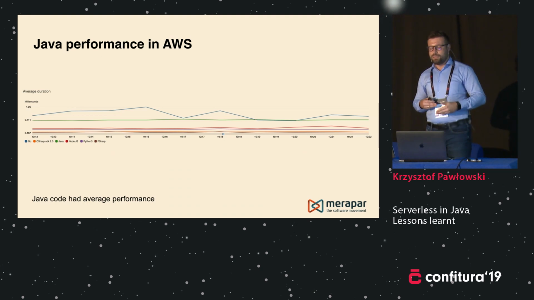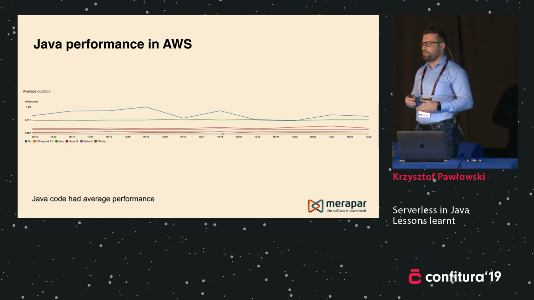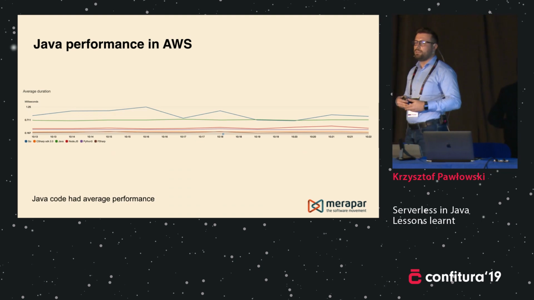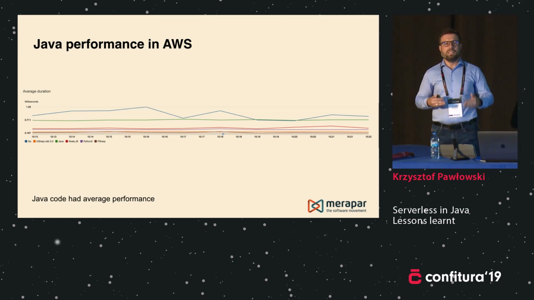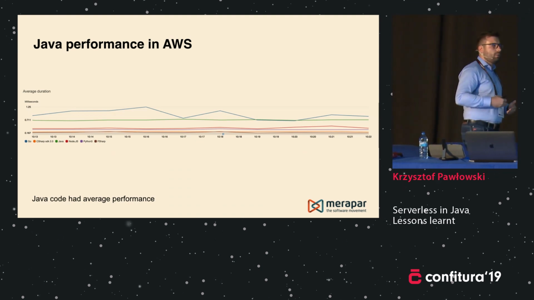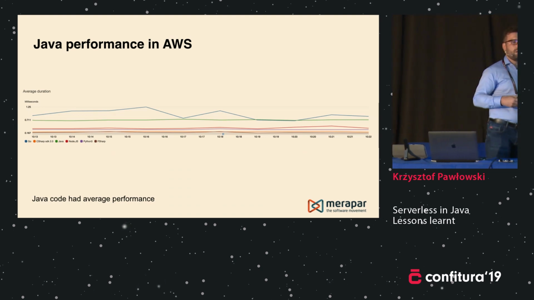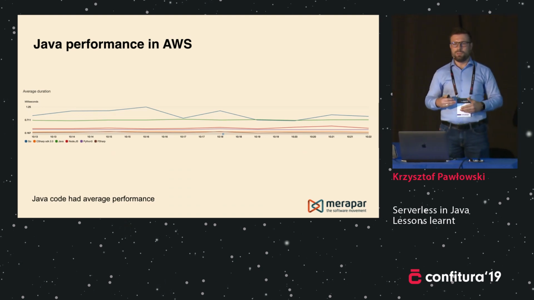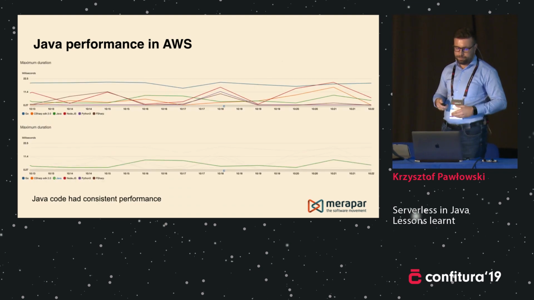So we can see that maybe it's not fully visible, but Java is this green line on the graph. So we can see that it doesn't have the worst performance, neither it has the best one. So it's in the middle, but it's not like it's outstanding in a negative way. So we were still fine. We knew that we can live with it.